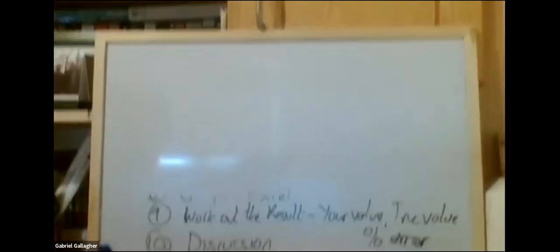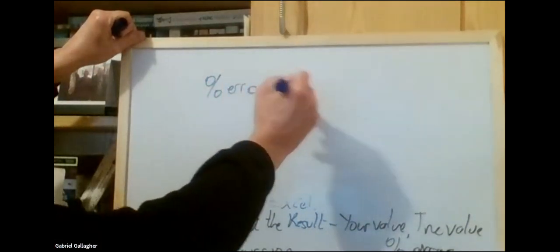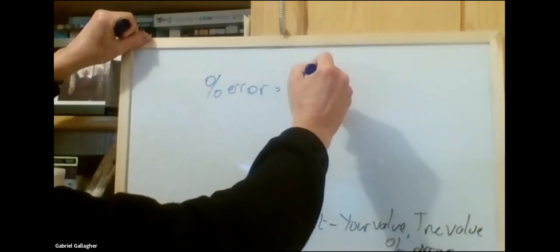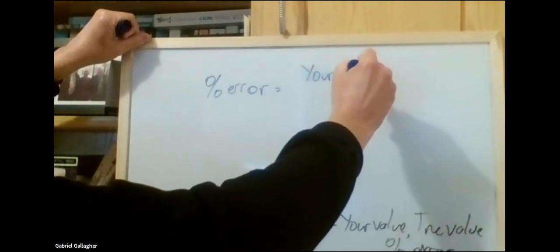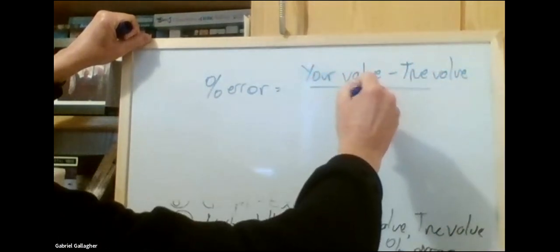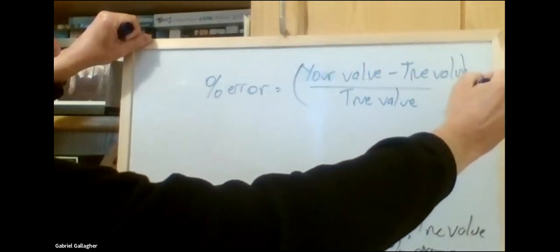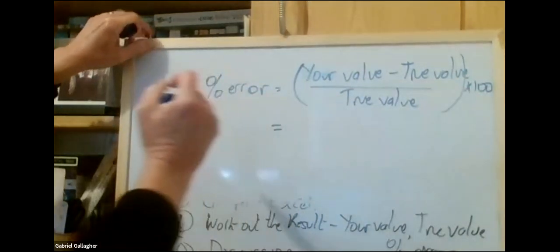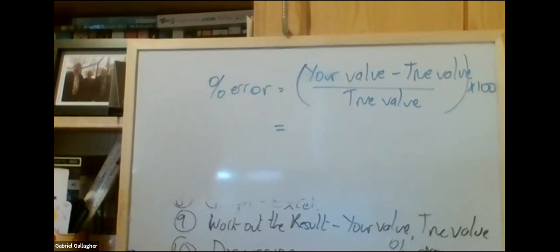Okay, so I'll turn this around, and the percentage error equals your value minus true value, all divided by true value. And I've messed up, I've run out of space. Okay, I'll repeat it, multiplied by 100 equals. Okay, and that's how you work it out. You take the difference between the value you get and the true value, divide it by the true value, and multiply the whole thing by 100.